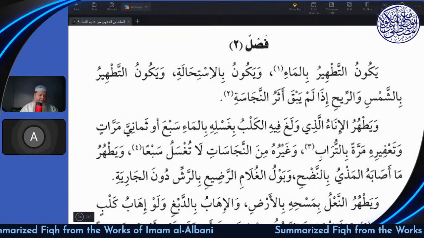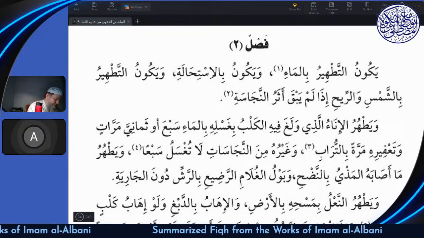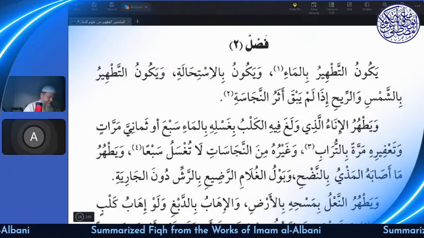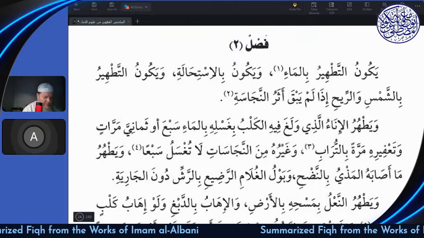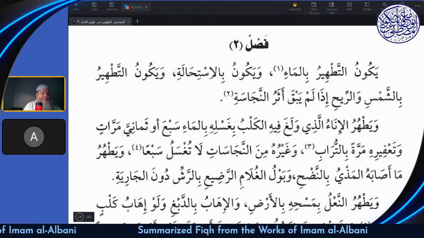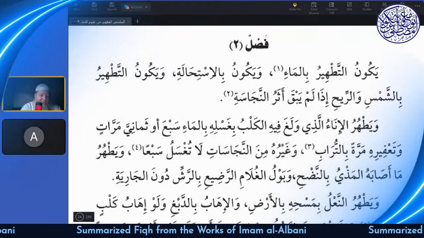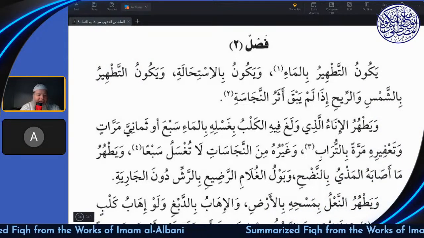يكون التطهير بالماء ويكون بالاستحالة. So purification can happen by water أو يكون باستحالة. What is استحالة يا أستاذ؟ Al istihala is the changing of its original state into something other than it was in the beginning.